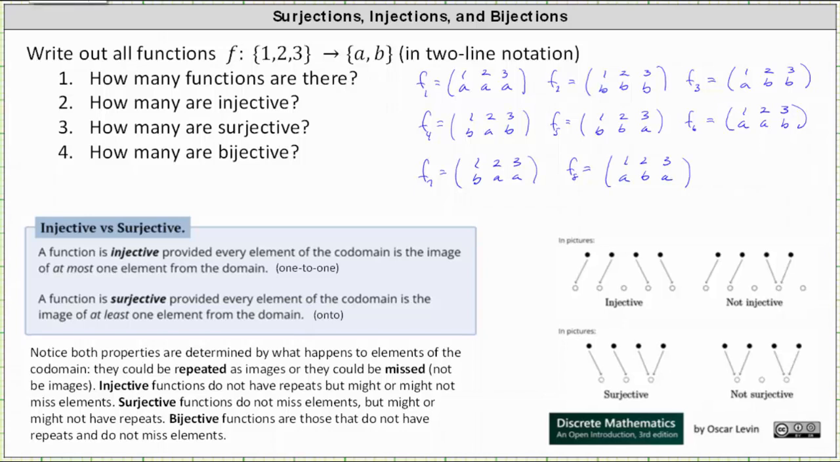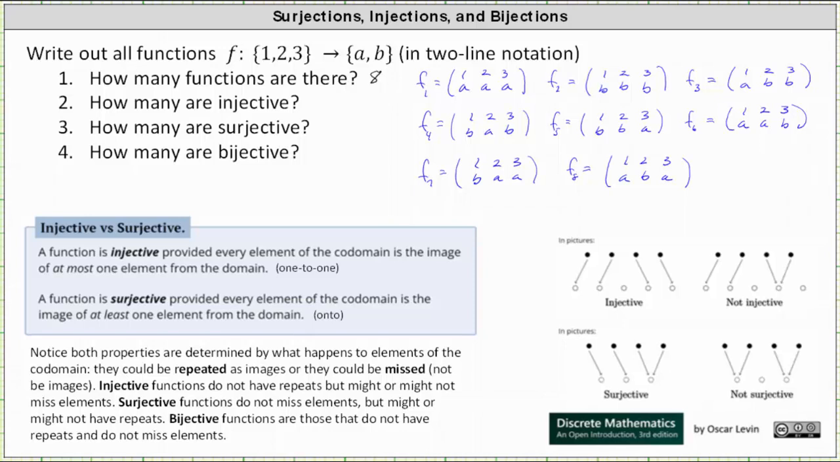So for number 1, how many functions are there? There are 8. Again, there are 8 because there are 3 inputs, and for each input there are 2 possible outputs. 2 times 2 times 2 equals 8. Number 2, how many of the functions are injective?